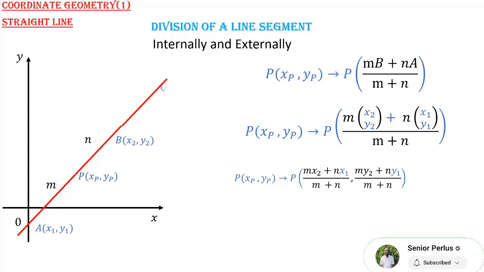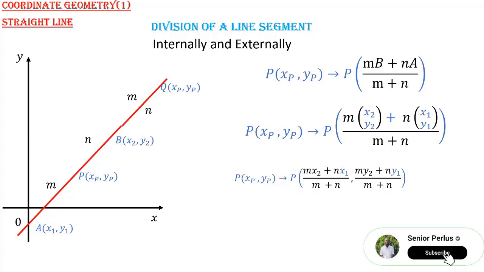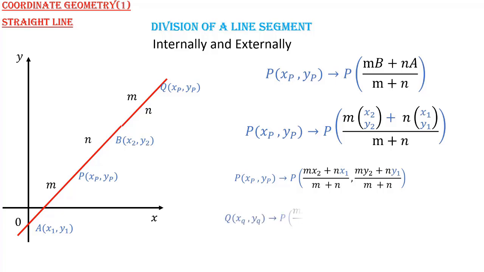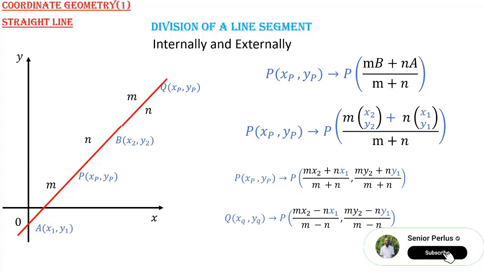With external, our line would then increase. Then our new point here will be Q. So our new m and n. So this one we will subtract since the line increases. So for our Q is m times x2 minus n times x1 out of m minus n, where our m is the ratio. Then m times y2 minus n times y1 out of m minus n, where our m is still the ratio.